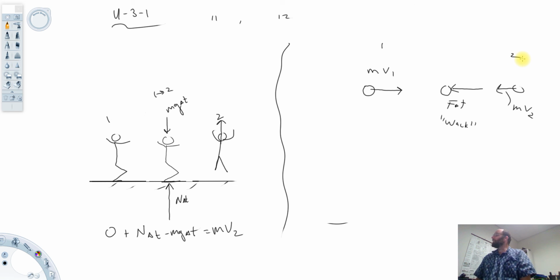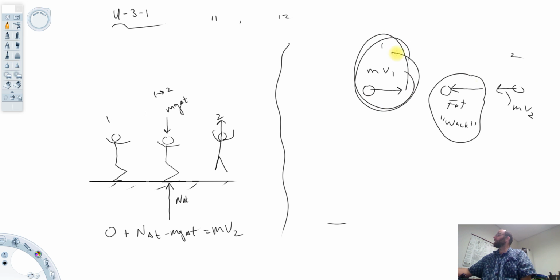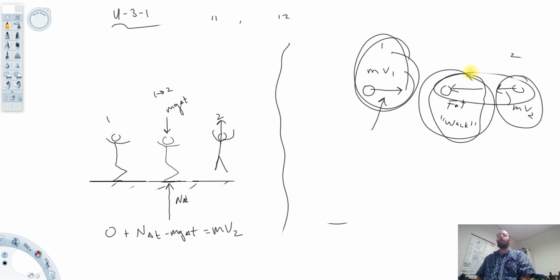Right? Now use this picture to write your impulse momentum equation. Your original momentum plus your impulse equals your final momentum. Now remember, when I said plus though, remember these are vectors. So you have to add them vectorially. Keep in mind that this is to the right, but these two are to the left when you write that equation out.